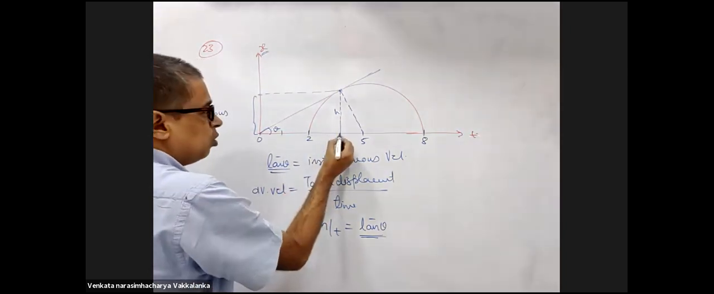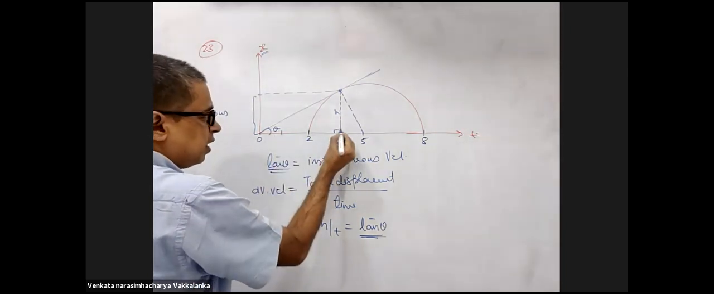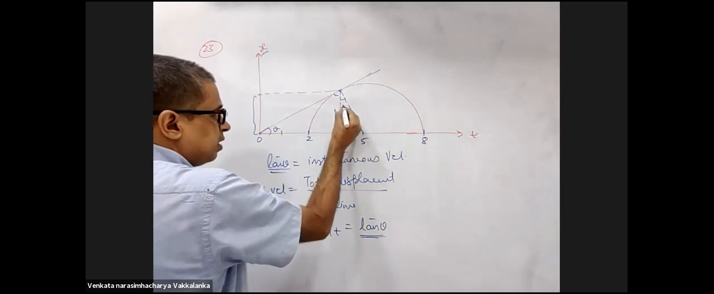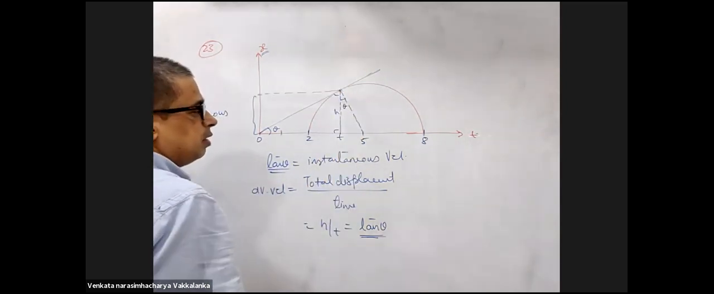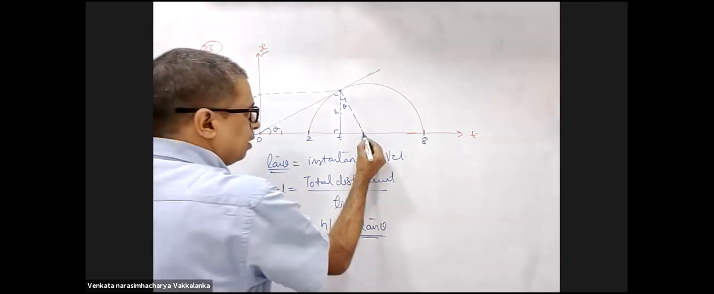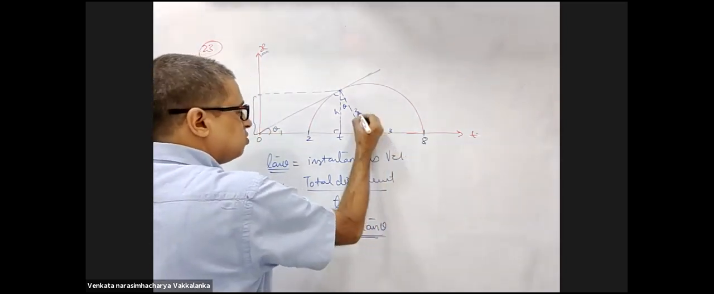Now, how do I find out this time here? If this is theta, this is 90, this is 90 minus theta, this is theta. Now radius is 3, so this is 3.